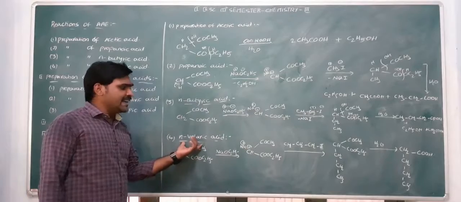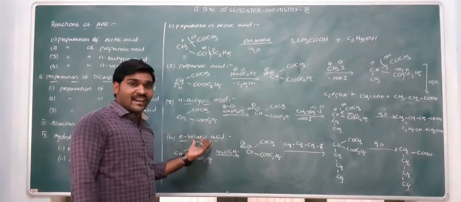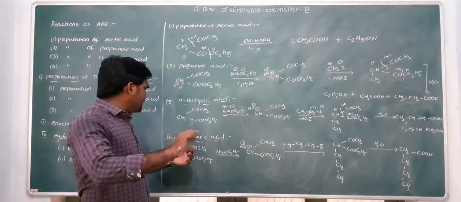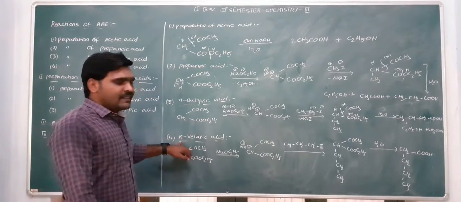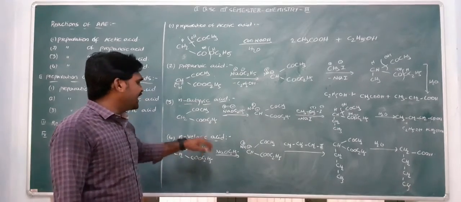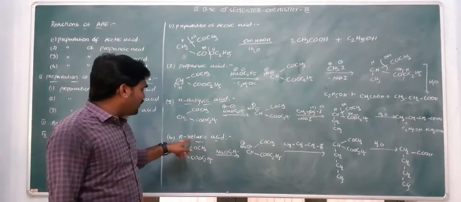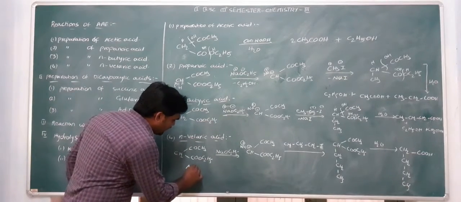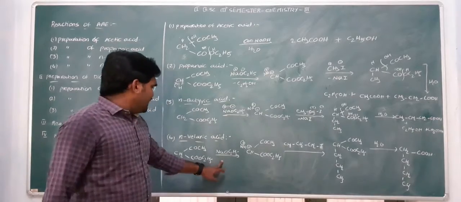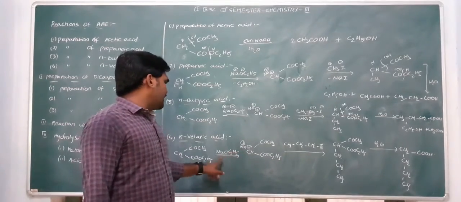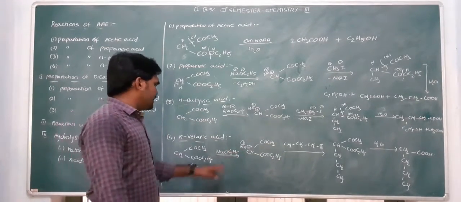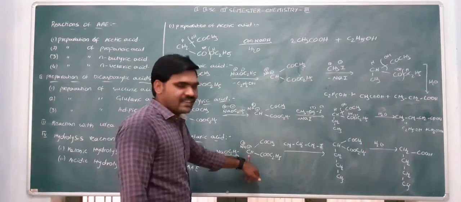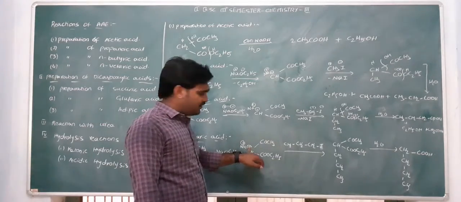Finally the n-valeric acid. Pentanoic acid is also called valeric acid. N means normal, a chain increasing one by one, represented by n. So n-valeric acid, pentanoic acid and valeric acid are the same. First take the acetoacetic ester as usual. When it is reacted with sodium ethoxide, Na plus is the positive charge and OC2H5 minus the negative charge. The negative charge abstracts a proton from the CH2, giving CH minus.